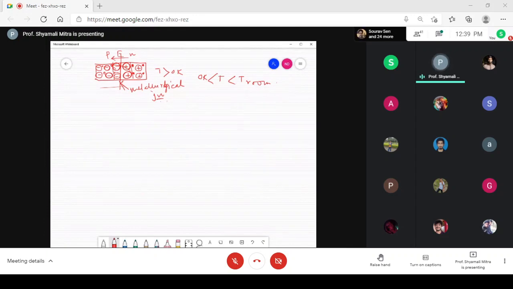But this region is not neutral, because now it lacks its associated carriers. This side lacks its holes, and this side lacks its electrons. So contrary to the bulk portions, which are neutral, this has an excess of positively charged ions over here, and an excess of negatively charged ions over here.